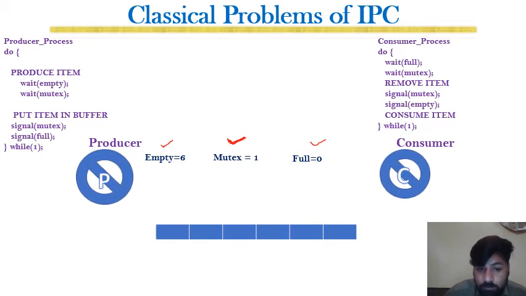Now suppose the producer process runs. Once the producer runs, it produces a character first, and here you can see that a has been produced. Once a has been produced, it will have to call wait on the empty semaphore. Okay, so the empty semaphore is waited. It means that the empty semaphore's value will be reduced because it is not 0, so its value will be decremented, and the empty semaphore value will become 5.